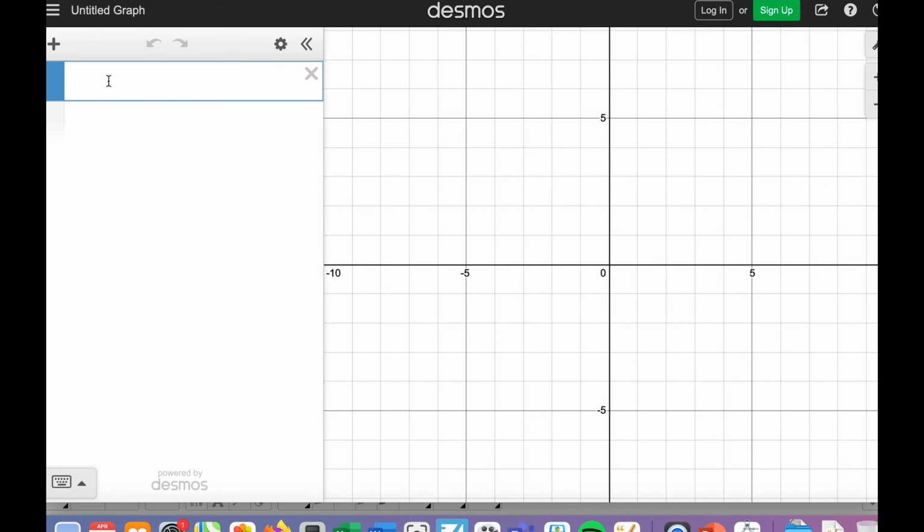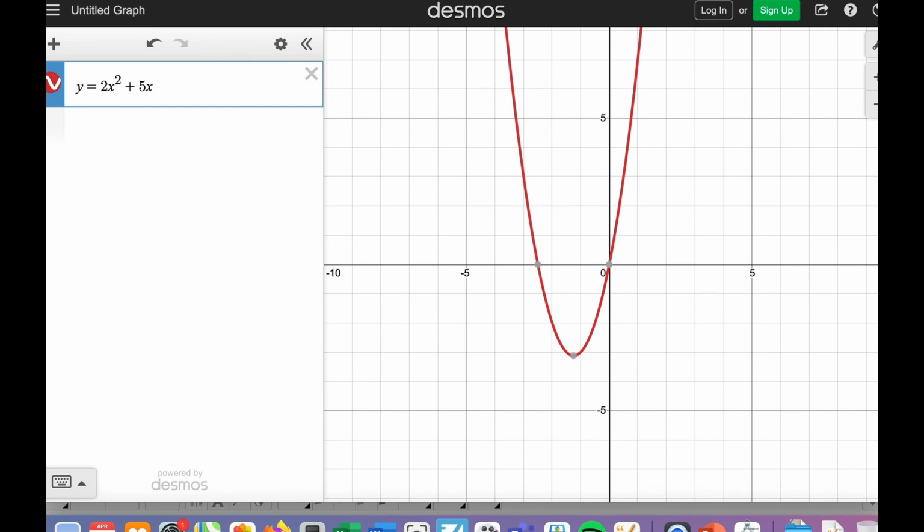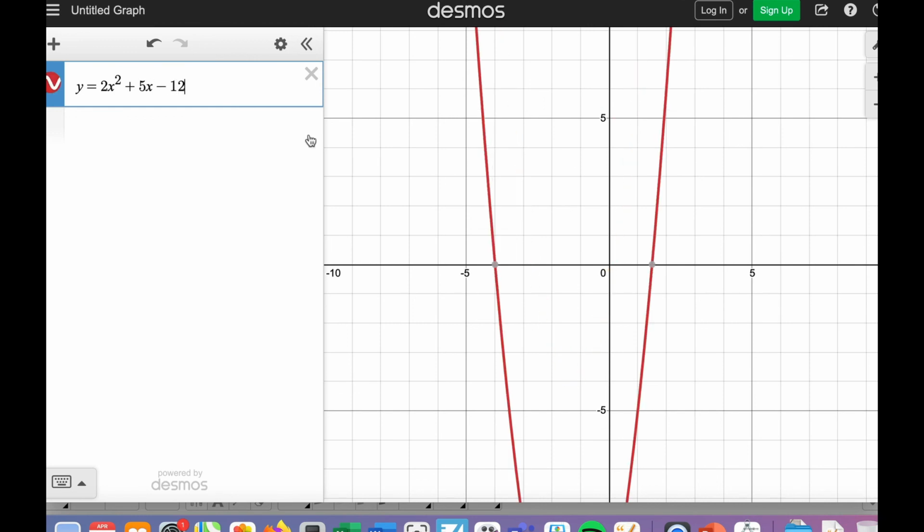And just to illustrate this, if I put in y equals 2x squared plus 5x minus 12, here our roots are 1.50, which is 3 over 2, and negative 4, 0, which we found previously.